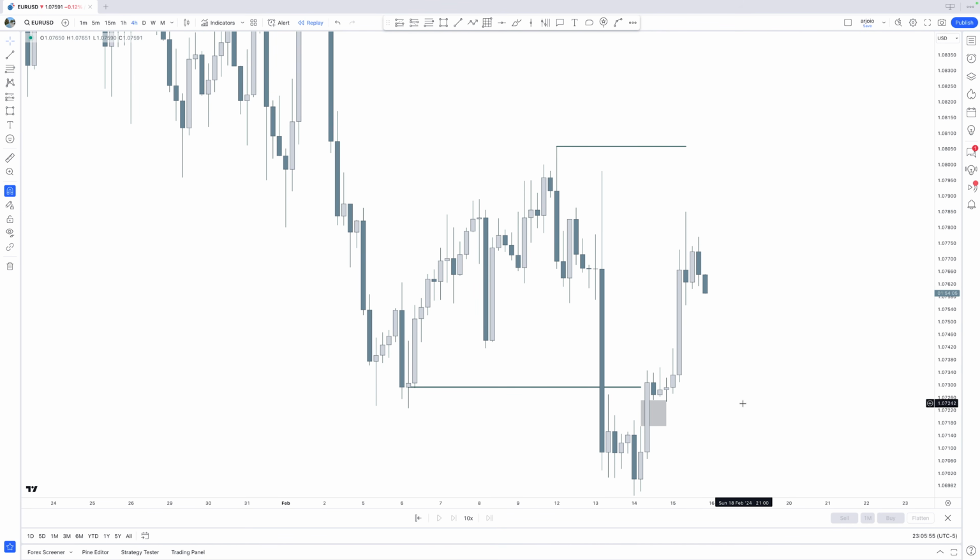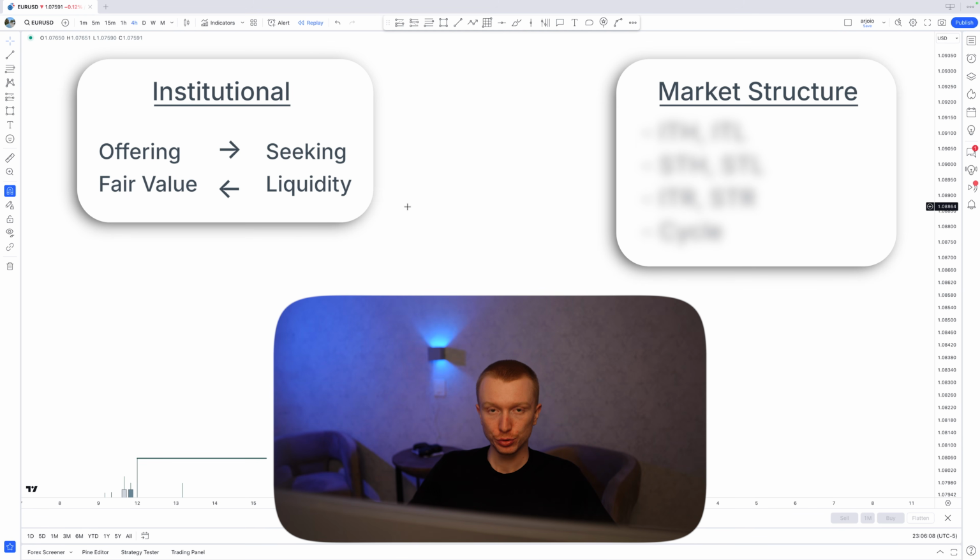But this is only the beginning, because before you decide to full margin and throw your 100% risk on this trade right here, let's first understand market structure. If we look at the two sections, institutional: we understand offering fair value, we understand seeking liquidity, both checked off. Institutional, checked off. Perfect. Now, we don't understand market structure just yet. So we need to understand market structure first and how it correlates with institutional to actually be able to get to the highest probability trades.